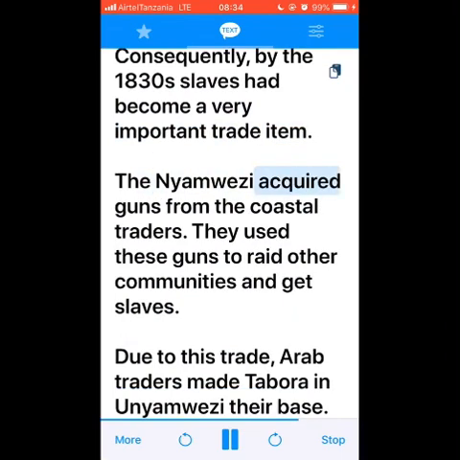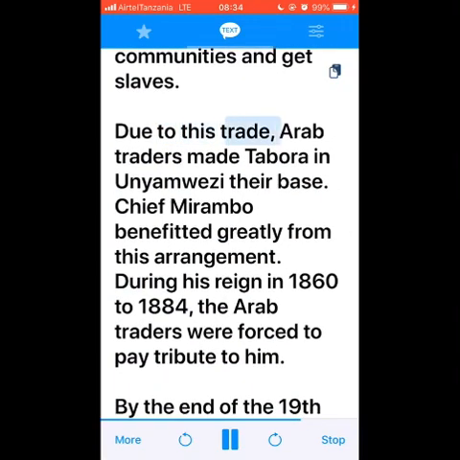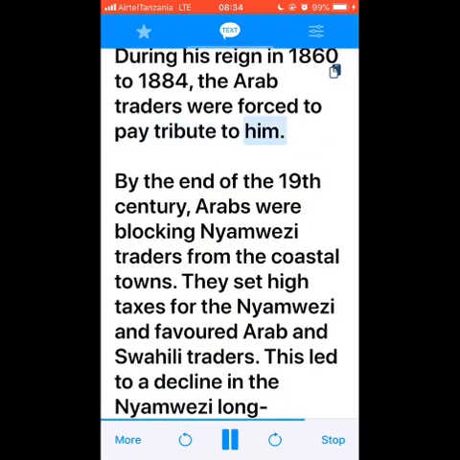The Wanyamwezi acquired guns from the coastal traders. They used these guns to raid other communities and get slaves. Due to this trade, Arab traders made Tabora in Wanyamwezi their base. Chief Mirambo benefited greatly from this arrangement. During his reign in 1860 to 1884, the Arab traders were forced to pay tribute to him.